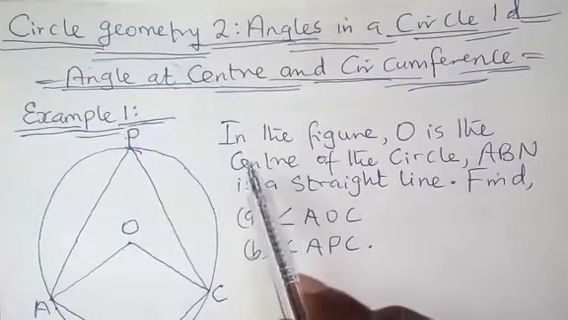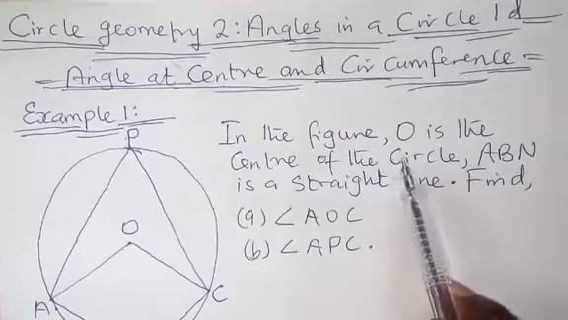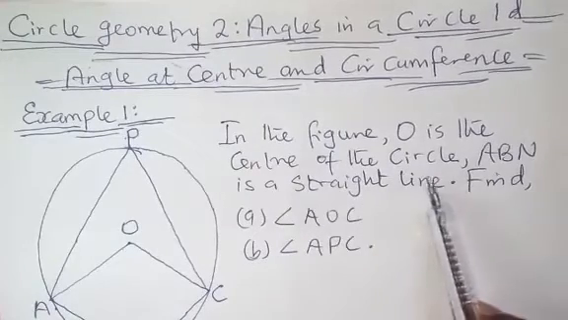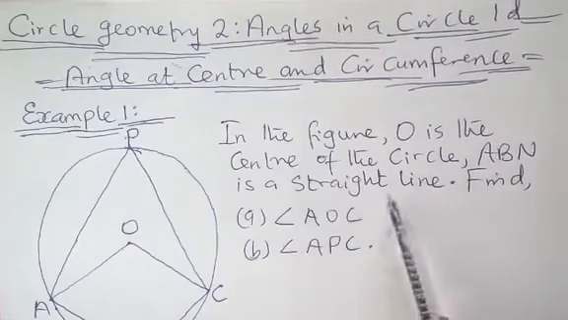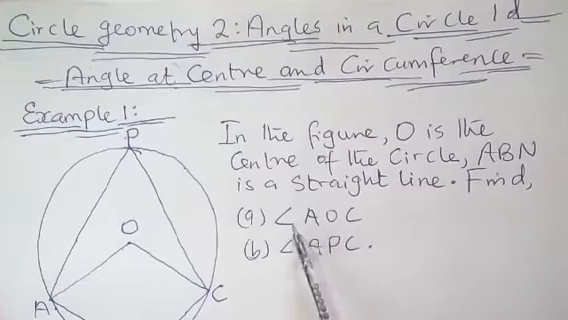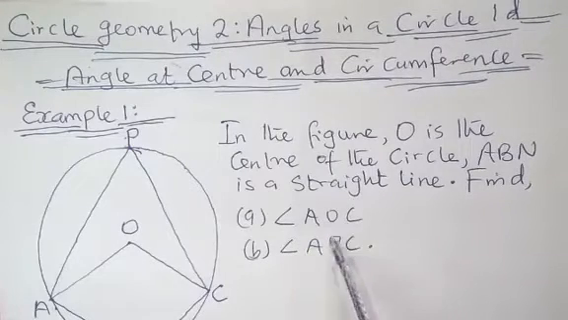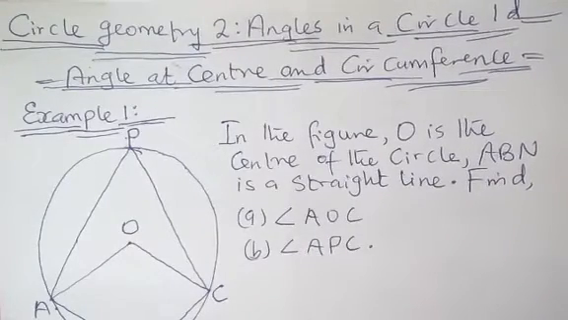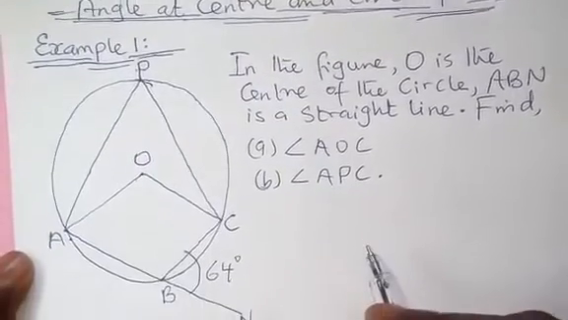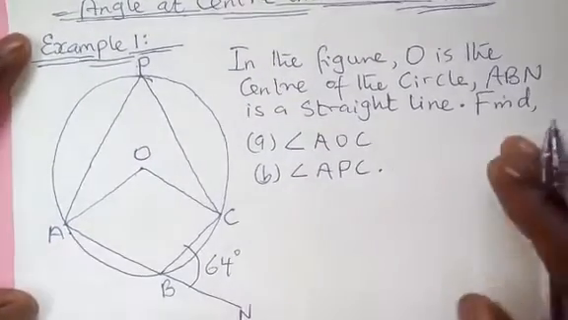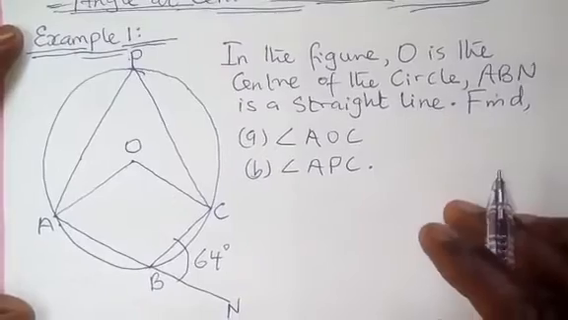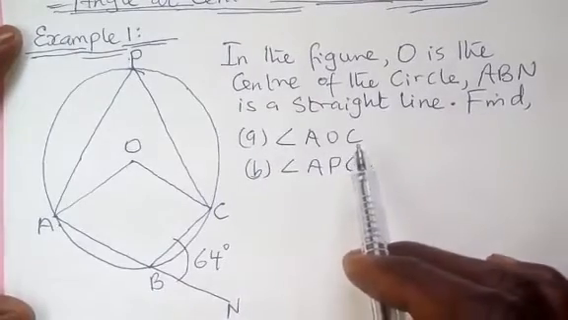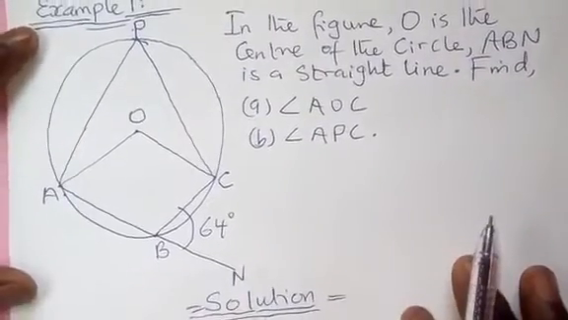The first example here says, in the figure, O is the center of the circle, ABN is a straight line. Find angle AOC and angle APC. Now let us have a look at the diagram, and then through this diagram, get the solutions for what we are doing here.